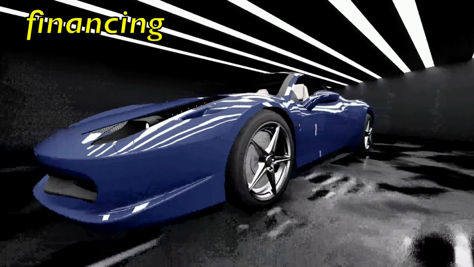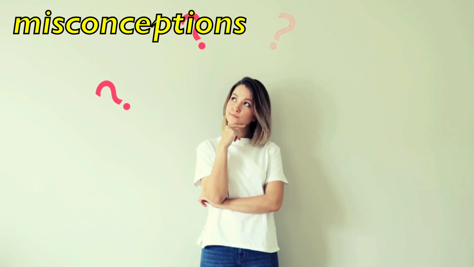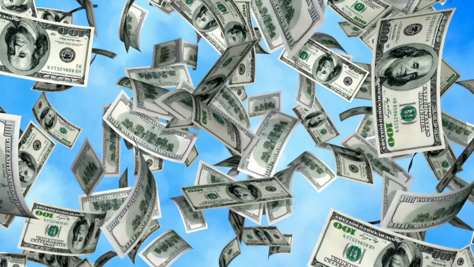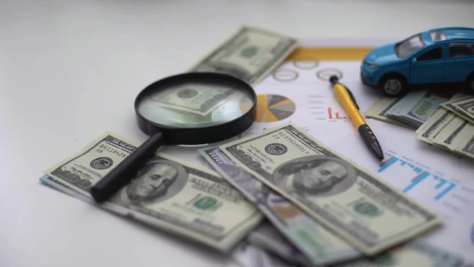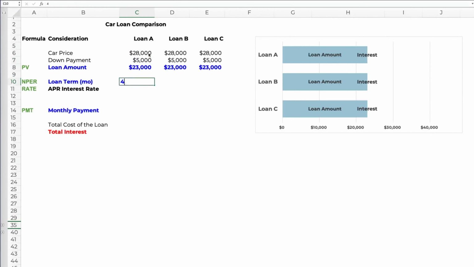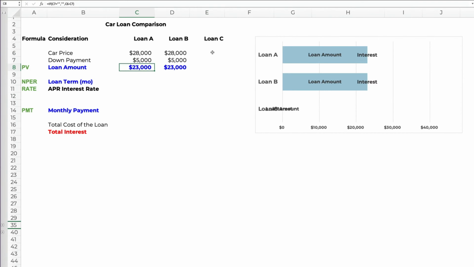When it comes to financing your dream car or must-have necessity, there are many misconceptions that can lead to costly mistakes. We will go over 5 such misconceptions with the use of Excel or Google Sheets. To start, we're going to use 3 car loans with different terms, loan A, B, and C, to find out how much the loan actually costs you.